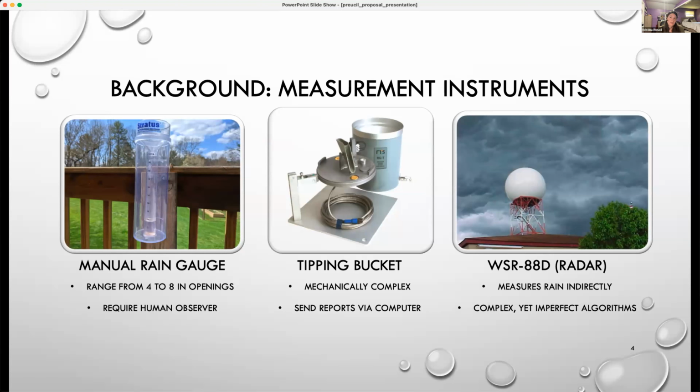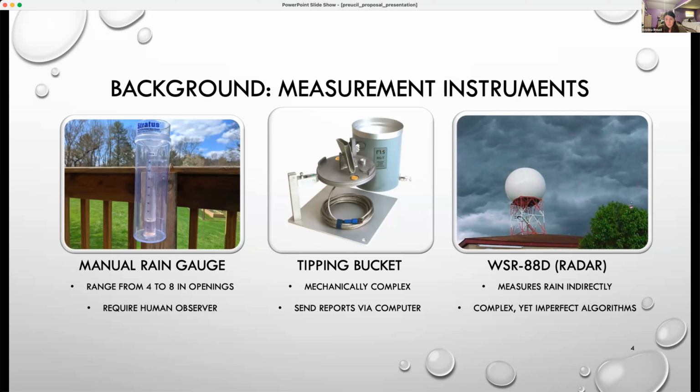So the first image on the left here is a manual rain gauge. It has an inner cylinder that has the little tick marks on it for you to make your measurements. And they do have the big opening on the top, and they range from about 4 to 8 inches in diameter. This type of gauge is used across the National Weather Service. And as I've already mentioned, they do require human observers.